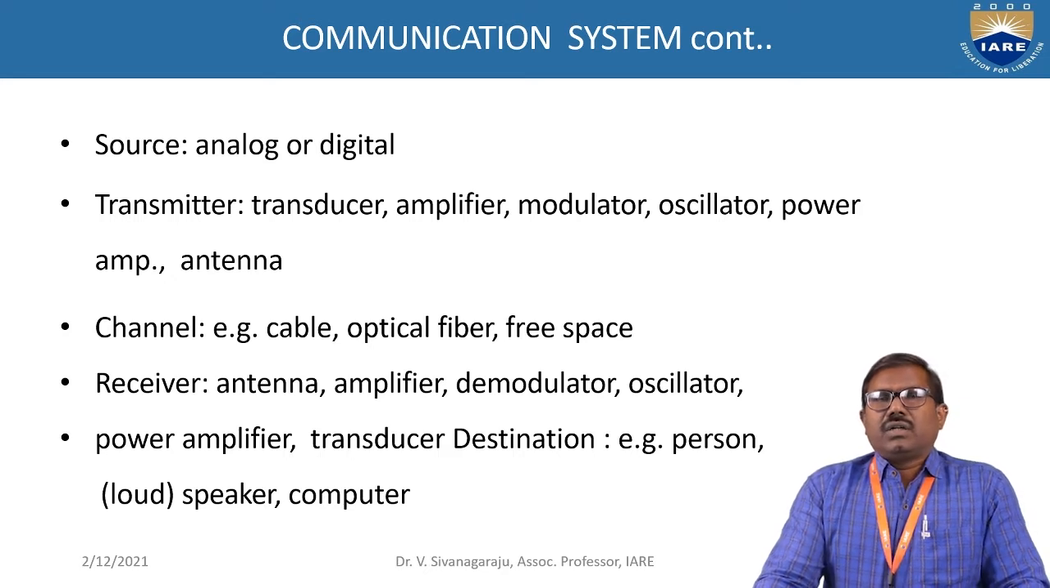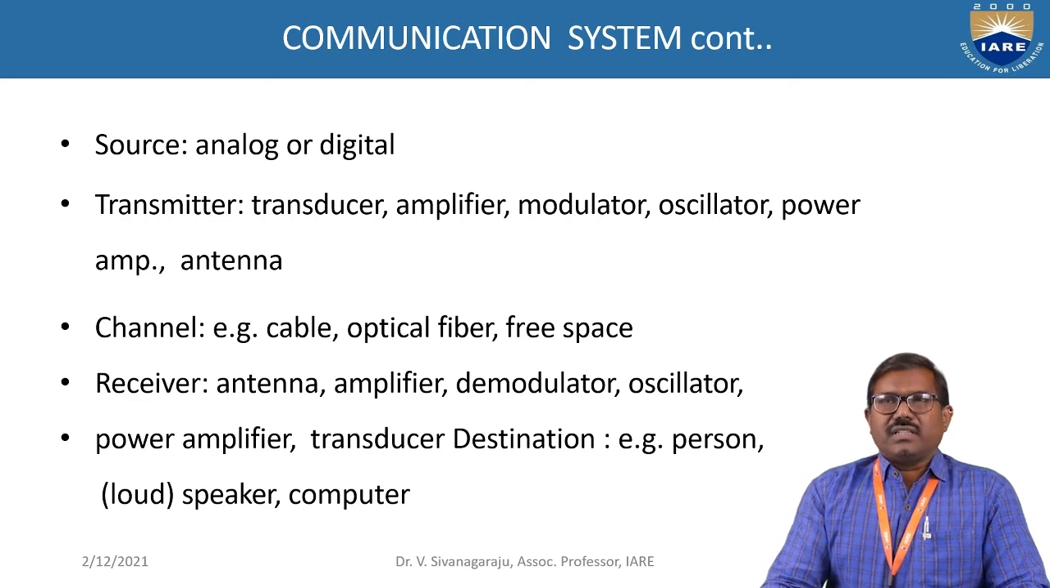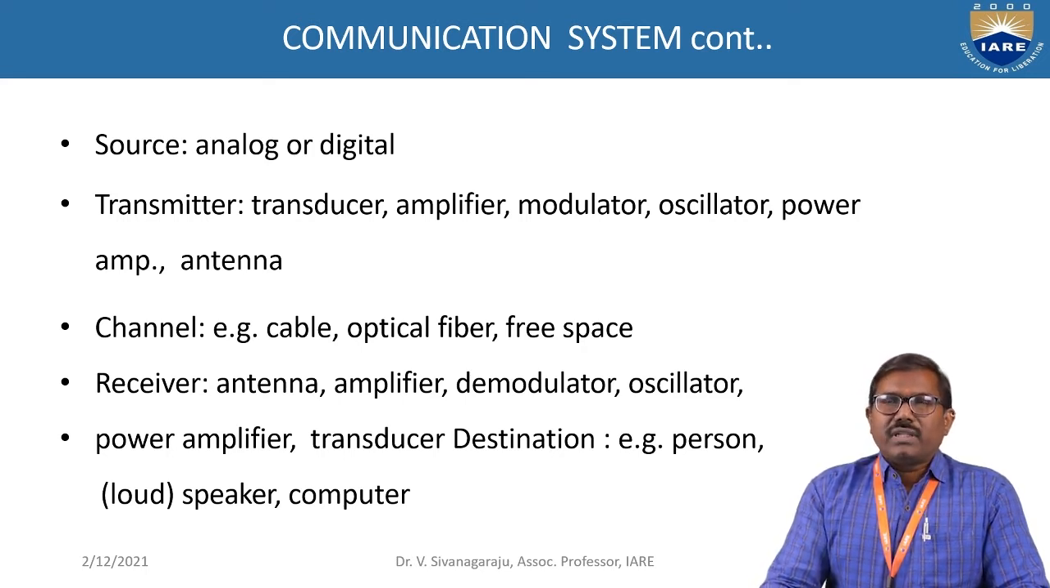Here the first block is the transmitter, and before the transmitter we have the source. The source may be analog or digital. What is the meaning of analog? Analog means a signal which varies continuously with respect to time. Digital signal means we first convert the analog signal into discrete form, and then by encoding the discrete signal we get the digital signal. Either analog or digital, the signal is transmitted to the transmitter.